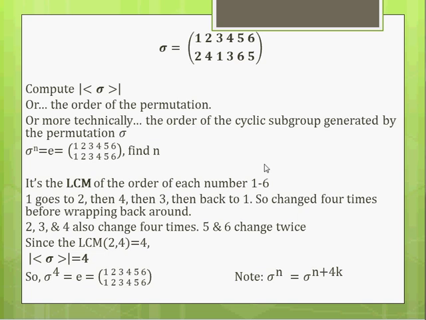So one thing to note here is that sigma to some power is going to equal sigma to some power plus any multiple of 4. Since it loops back around after 4 times, you can just add any multiple of 4, and it will equal what it did originally. So that's just something to remember.